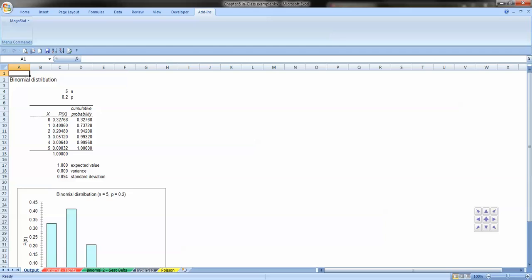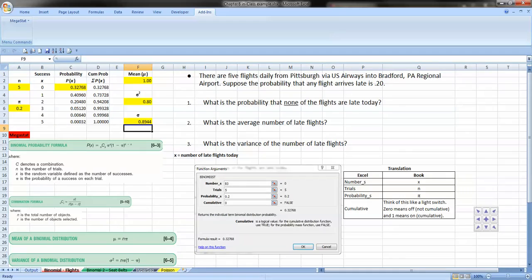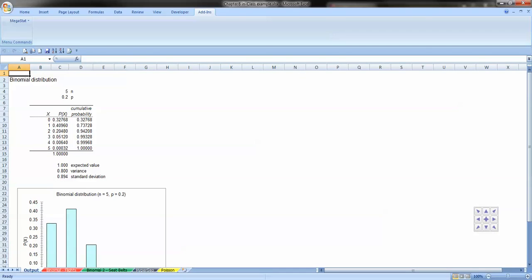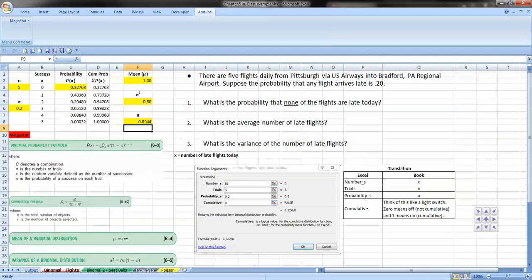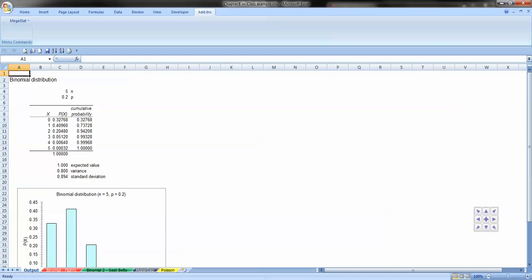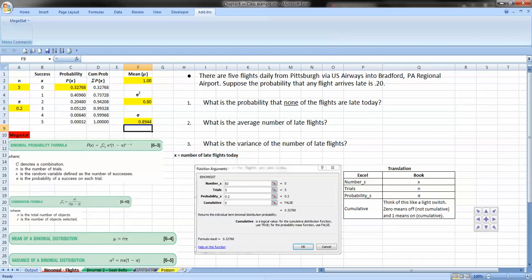And we have our probability distribution right here. You'll notice the numbers are the same: 0.32768 for 0, and 0.00032 for 5. Our expected value, which equates to the mean, is 1, just as we calculated. Our variance is 0.8, and our standard deviation is 0.894. We took it out 1 decimal place further, and that's the binomial probability distribution.